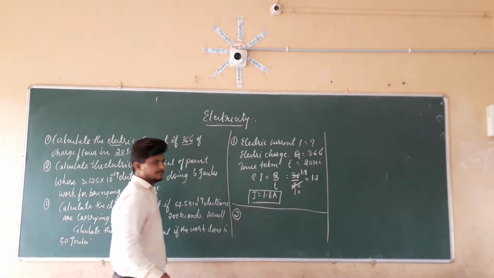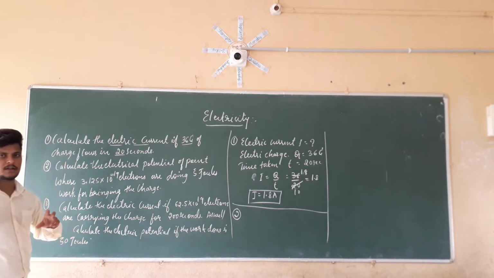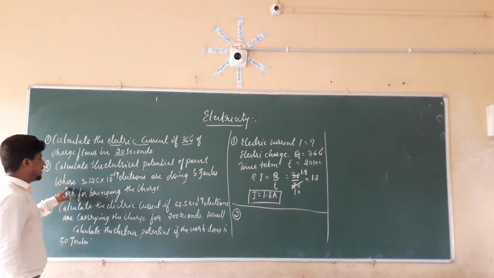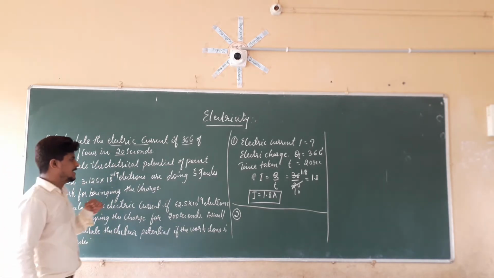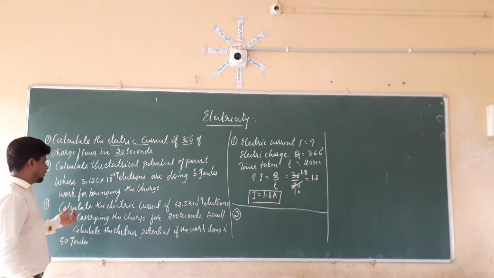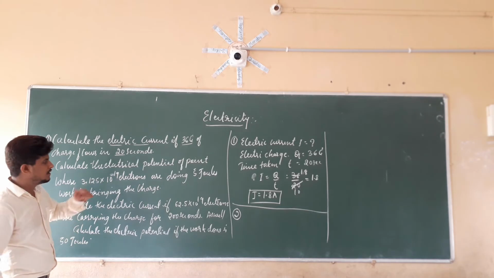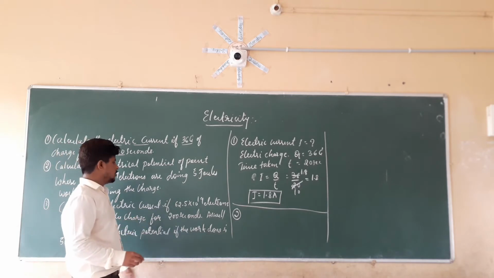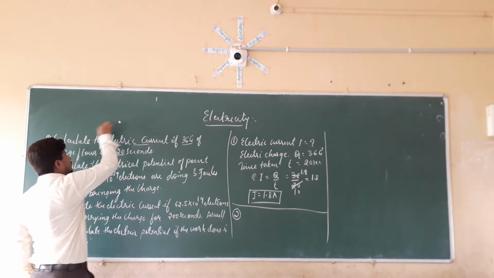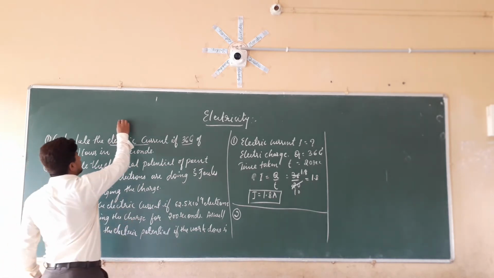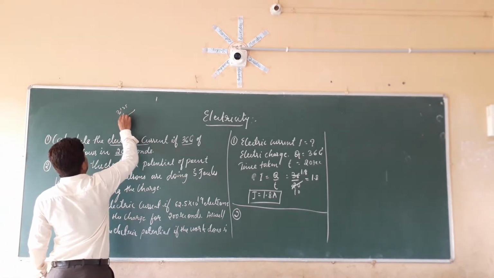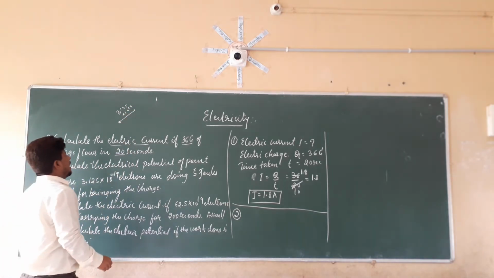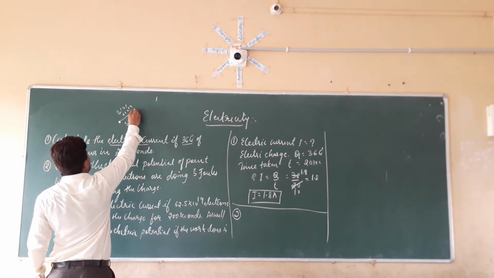Now the second question. This is a bit difficult, so I have to solve it correctly. Calculate the electric potential of a point where 3.125 into 10 raised to 19 electrons are doing 5 joules of work for bringing the charge. So in the problem statement they told you to calculate the electric potential of a point. We have to calculate the electric potential of that point if 3.125 into 10 raised to 19 electrons are doing 5 joules of work to bring the charge from this point to that point.